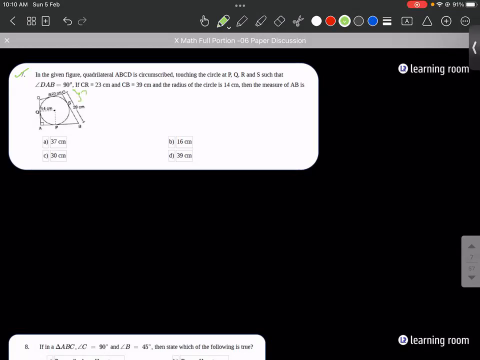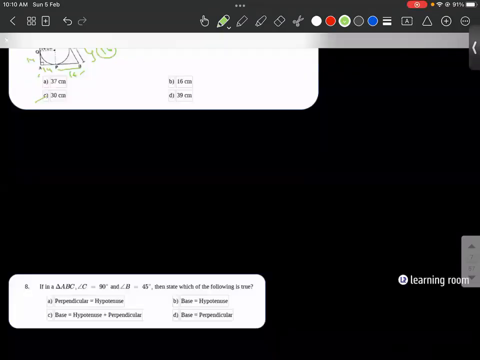So CS is 23. AQ is how much? AQ and AP are 14. So out of 23, this is 16. If this is 16, PB will also be 16. So 16 plus 14 is 30. Correct.